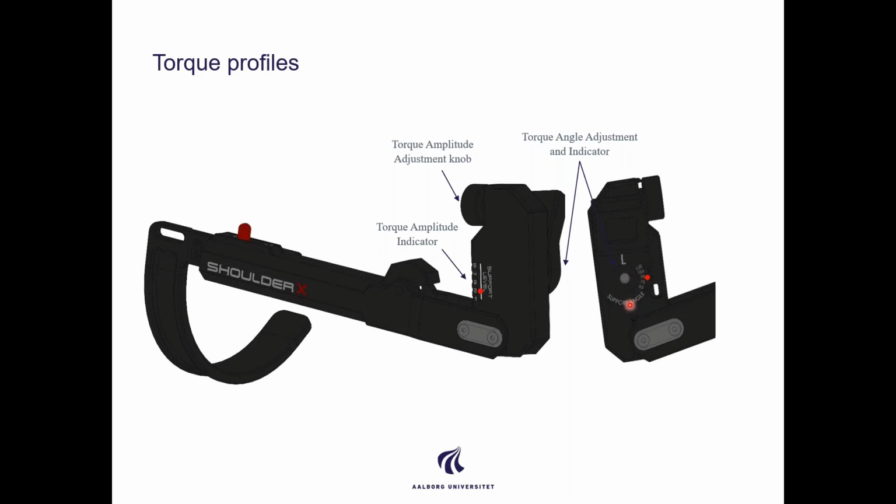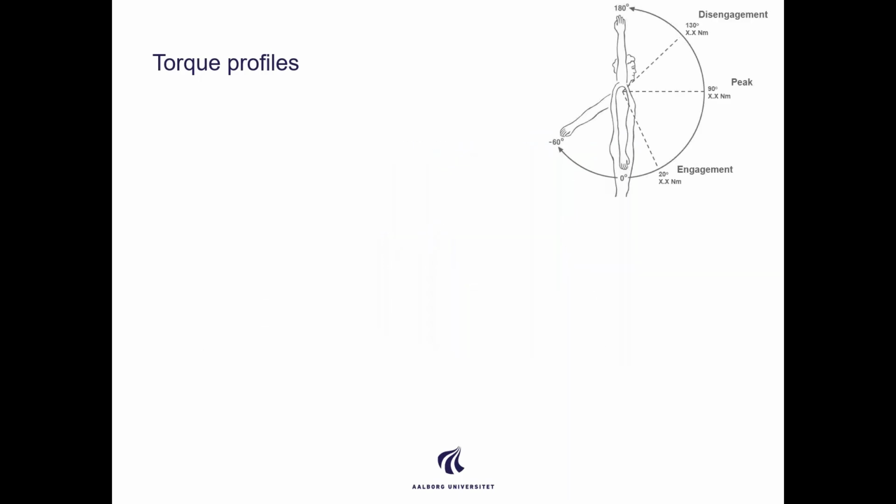And let's go a bit more into what actually happens. So if you're choosing the setting of 90 degrees, you're peaking the torque at a 90-degree angle of flexion, but you're engaging at 20 degrees and disengaging the device at 130 degrees. The actual torques that we used, I cannot share with you in this presentation today, but it will be available later this year and in the paper when it's hopefully getting published.